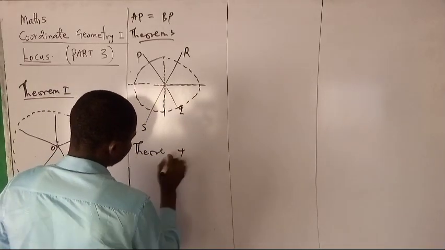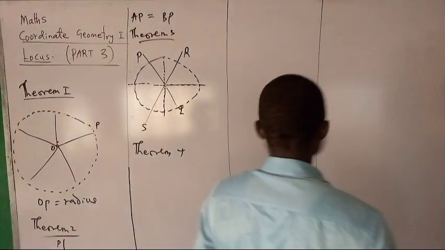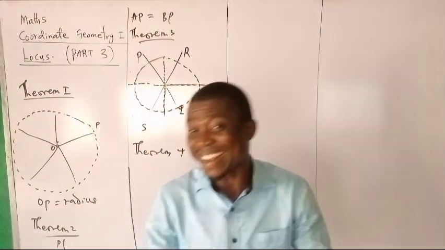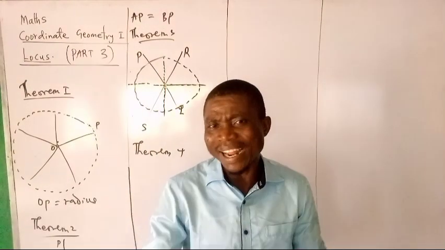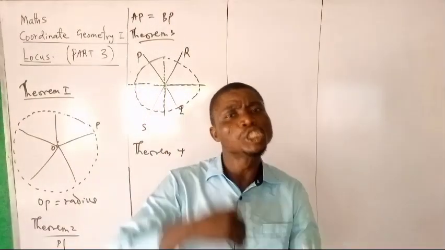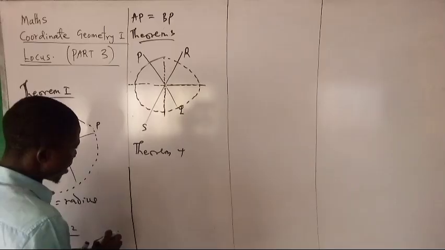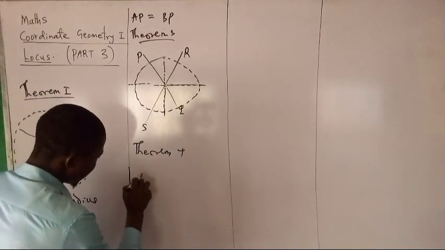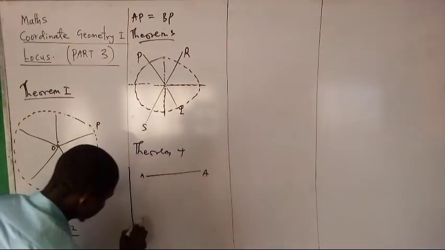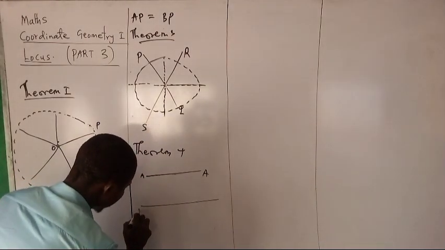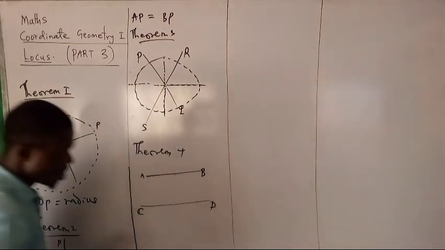Now next one, Theorem 4. Theorem 4 is saying that the locus of points equidistant from two parallel lines or two straight lines is a line parallel to those lines and midway between them. So now let's make a sketch of the diagram. This is two straight lines. This is a straight line AB. This is another straight line, C, D.